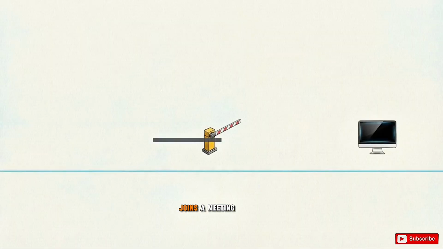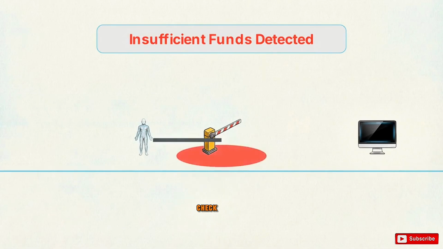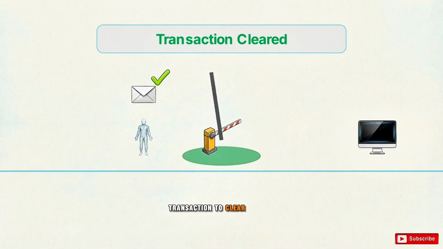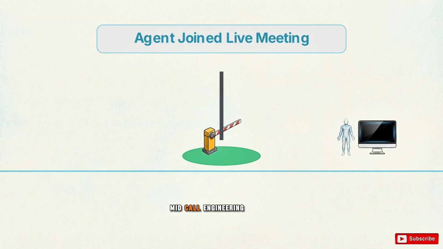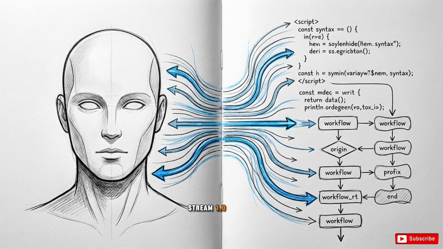Before an avatar joins a meeting, the system scripts perform a real-time API credit check. If funds are insufficient, a failsafe automatically generates a payment link, waiting for the transaction to clear. This completely prevents abrupt administrative drops mid-call. Engineering this robust financial and memory integration is just as critical to actual enterprise deployment as the video rendering technology itself. Right now, Pika Stream 1.0 successfully acts as the bridge between generative video and live agentic workflows.